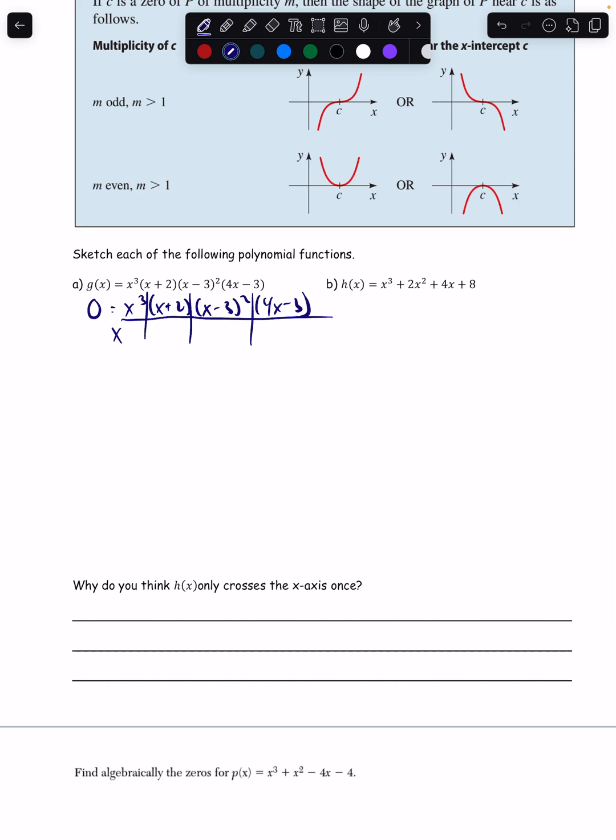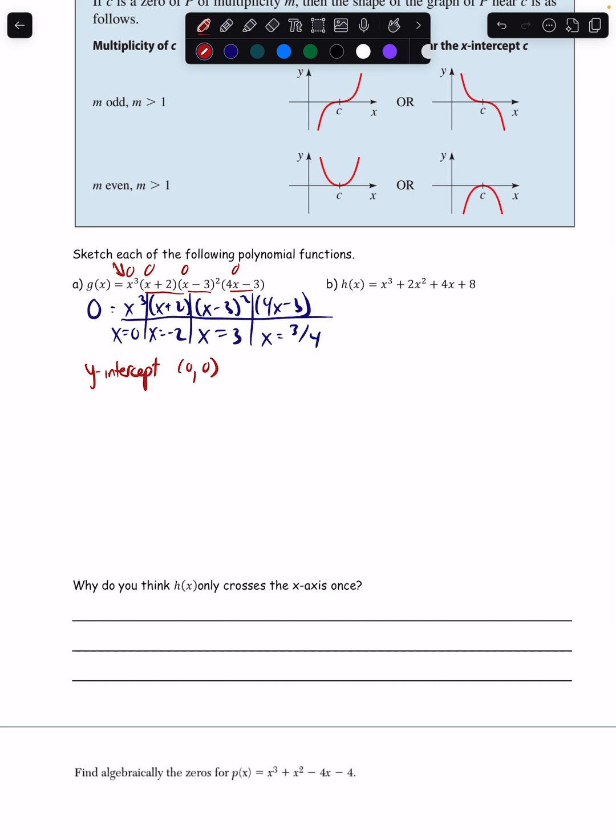We have a 0 of 0. We have a 0 of negative 2. We have a 0 of 3. And we also have a 0 of 3 over 4. So that's our x-intercepts. Let's look at our y-intercept. If I plug in 0 for everything, well, these numbers aren't going to be 0, but this is. So if you were to plug in 0, our y-intercept is just going to be 0, 0.